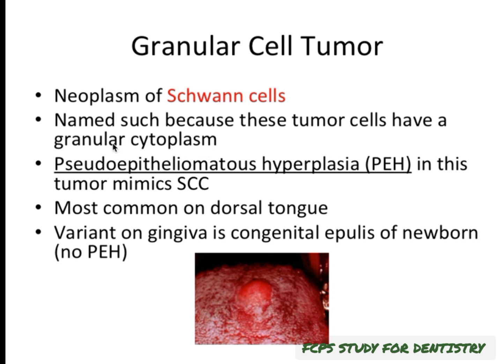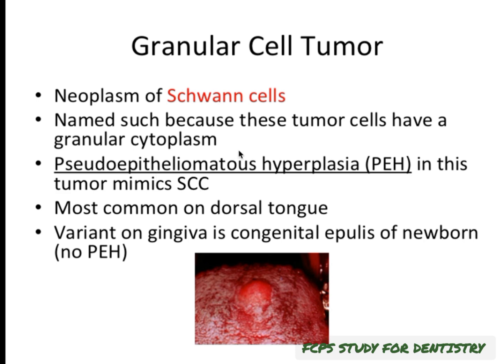Now this super long word here, pseudoepitheliomatous hyperplasia, or PEH for short, is present in this tumor, and it mimics the appearance of squamous cell carcinoma under the microscope. That's because it has this very proliferative epithelium. They think, oh my gosh, is this cancer? No, it's actually just something that you'd find in a granular cell tumor if you took the biopsy.